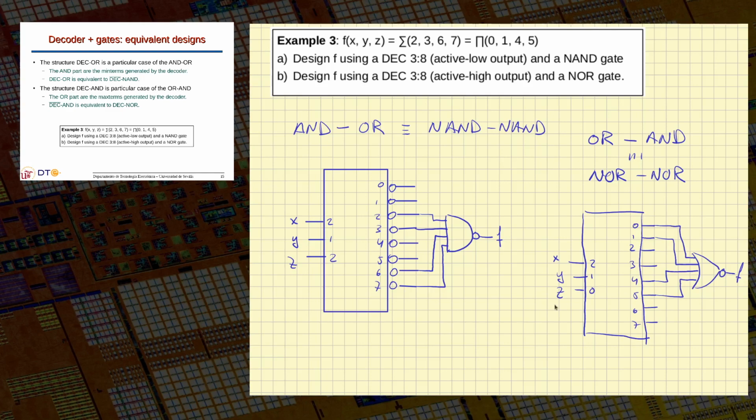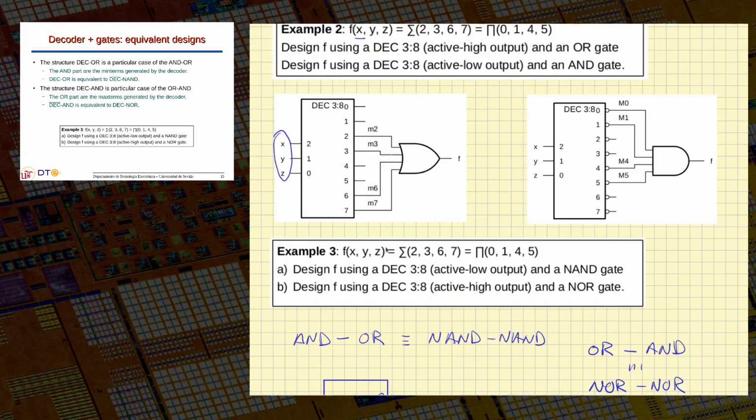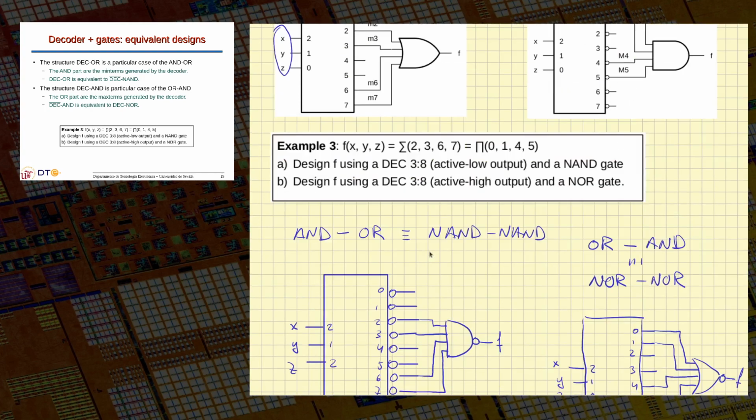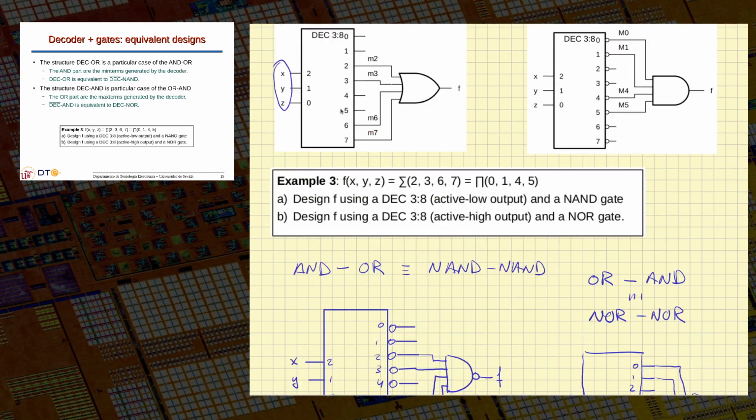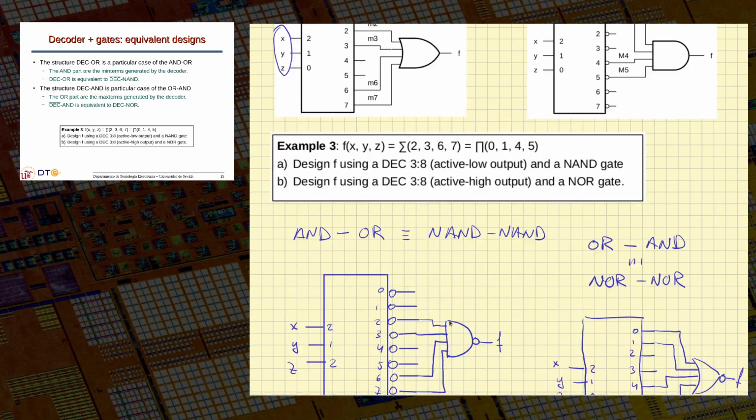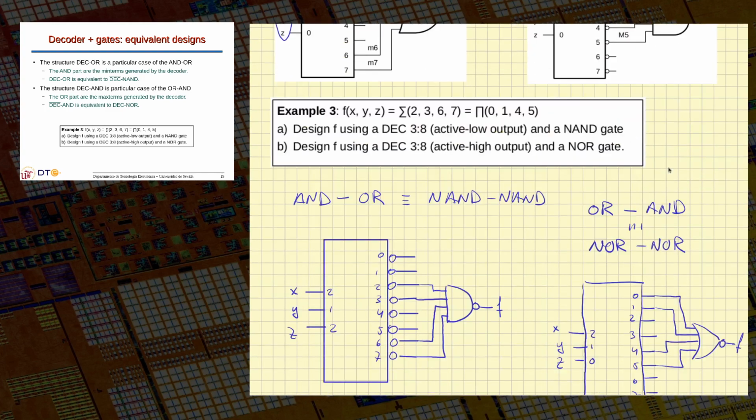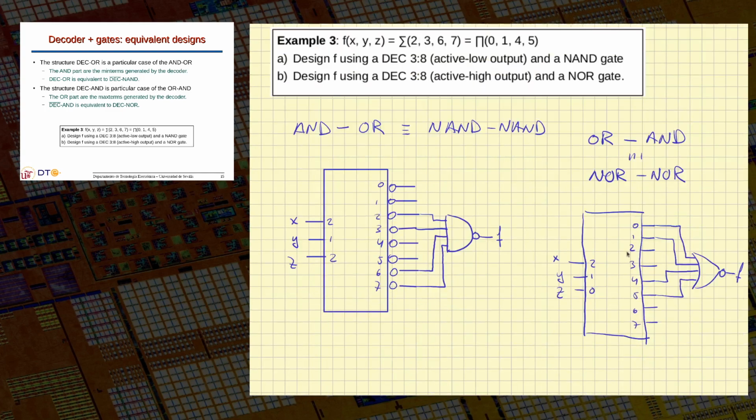So with this, you have all the options. If you have any function, this function is the same as in the previous example, you have 4 different techniques to do that. You can think of the sum of minterms and do it with an active high decoder and OR, or an active low decoder and NAND, or you can think of the maxterms of the function and do it with an active low decoder plus AND, or an active high decoder and NOR. You have the 4 options.